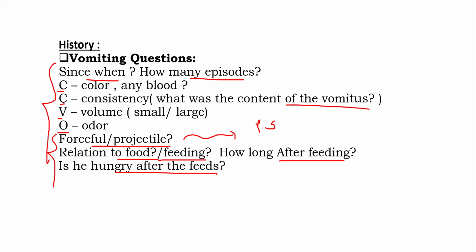So is it forceful projectile, any relationship of the vomiting with food or feeding? If yes, how long after feeding? And does he immediately cry after feeding? Or does he get hungry immediately after feeding? Okay, so that's your vomiting question.